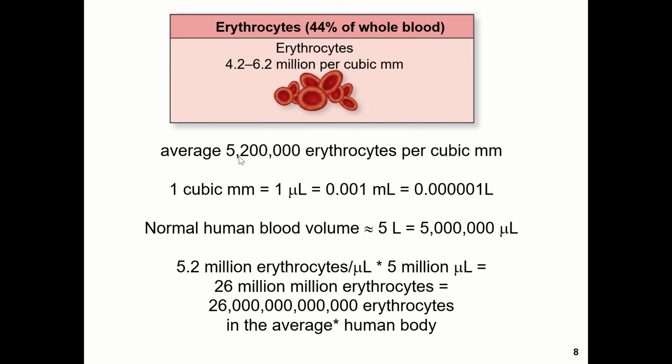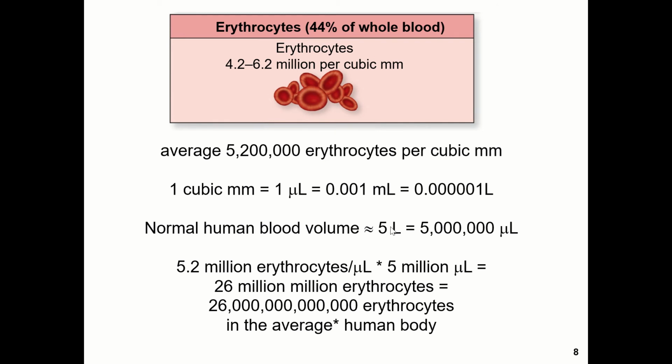So if we take this average of 5.2 million erythrocytes per microliter times 5 million microliters in the volume of blood in your typical human, that gives us 26 trillion erythrocytes, oh my gosh, so many zeros, in the average human body. All right, let me talk about this asterisk here, average and 5 liters of blood.